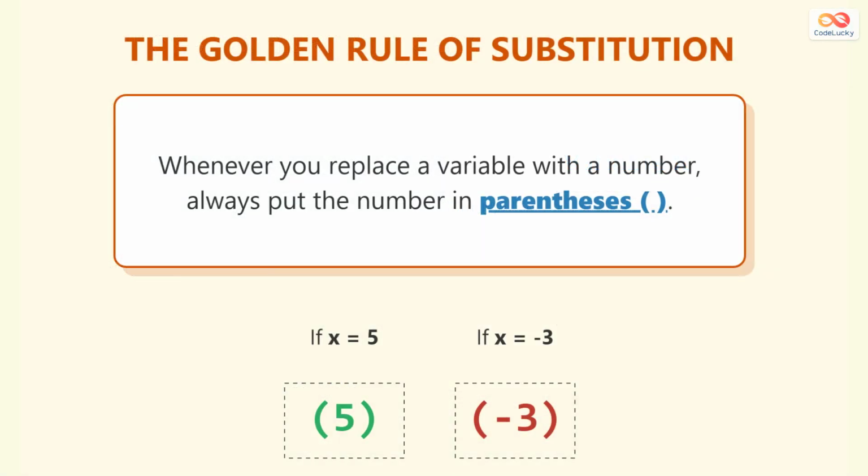Before we solve any problems, there is one golden rule you must remember. Whenever you replace a variable with a number, always put that number inside parentheses. This might seem like a small detail, but it is the secret to avoiding calculation errors, especially when dealing with negative numbers.